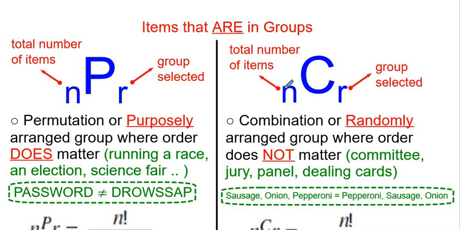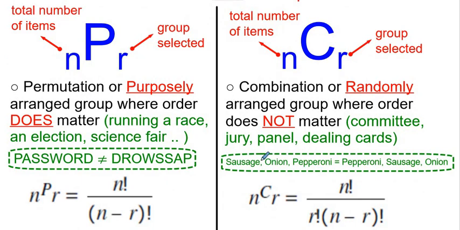Same thing: N is the total number of items you're selecting from, and R is a selected group from that. C means you picked combinations because it's random. Examples of that, especially on the SOL, are keywords like committee, jury, or panel, or if you happen to be dealing cards, you obviously cannot do that purposely or you're cheating. Another perfect example is ordering a pizza. If you order a sausage, onion, pepperoni pizza, and it comes out pepperoni, sausage, and onion, you cannot tell the difference. It's the exact same pizza.